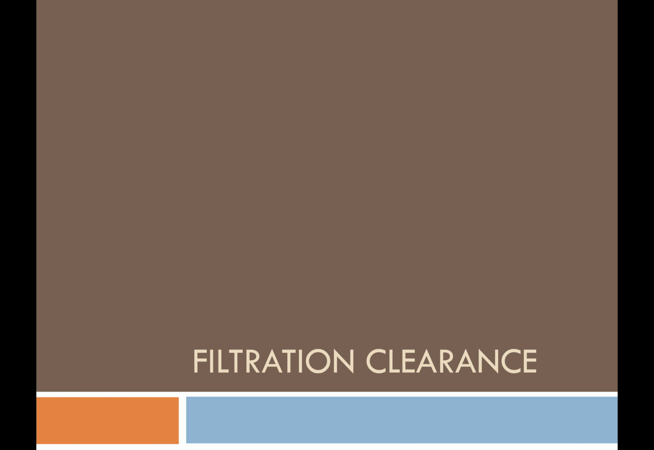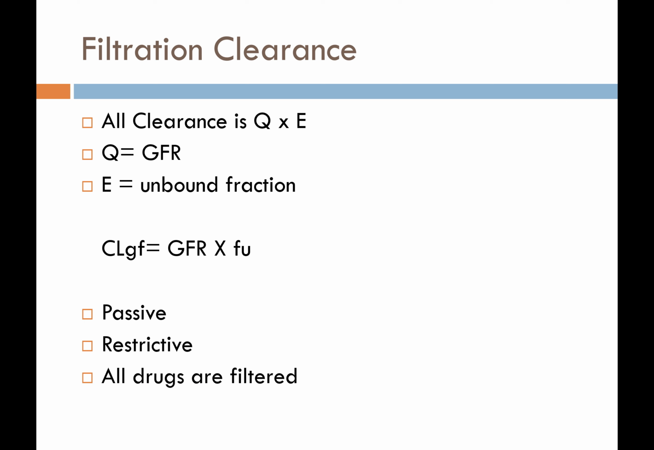So going into a little bit more detail about filtration clearance. Renal clearance models hepatic clearance a little bit, and I'll explain how. All clearance is equal to Q times E, where Q is the GFR and E is the fraction unbound. So the clearance of the glomerulus, or filtration clearance, is the GFR times fraction unbound.